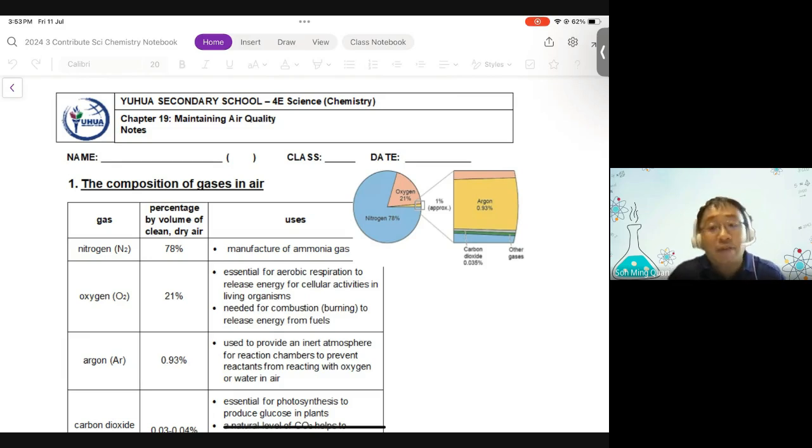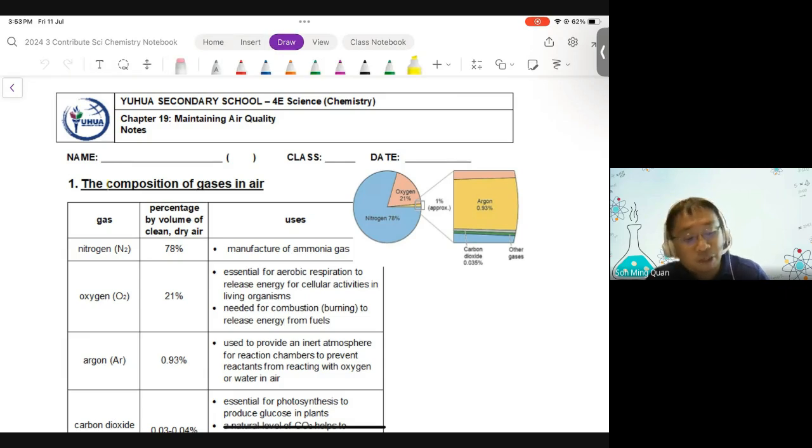Okay, so let's dive into the very first subtopic, which is the components, or what we call the composition, of gases in air. In this particular section, you will need to know what the main components of clean, dry air are and what their percentages are. Just take note, we are looking at clean and dry air here. Clean means it's free of pollutants, and dry means there's no water vapor.